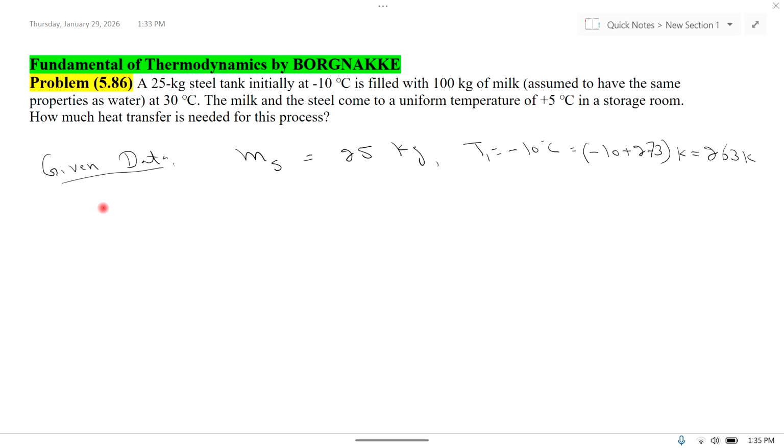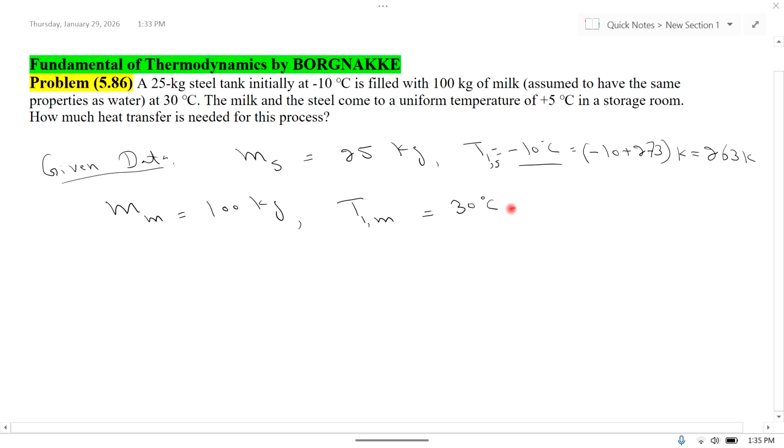So mass of milk is equal to 100 kilogram, and the property of milk are same as water at 30 degrees centigrade. This is the initial temperature of steel T1, minus 10 degrees centigrade, and initial temperature for milk is equal to 30 degrees centigrade, which is equal to 30 plus 273 Kelvin, which is equal to 303 Kelvin. The milk and the steel come to a uniform temperature of plus 5.